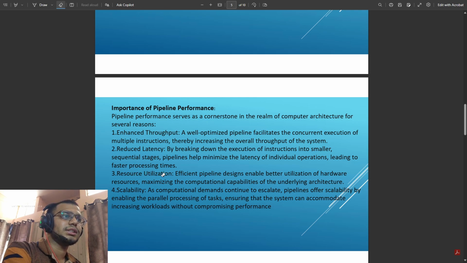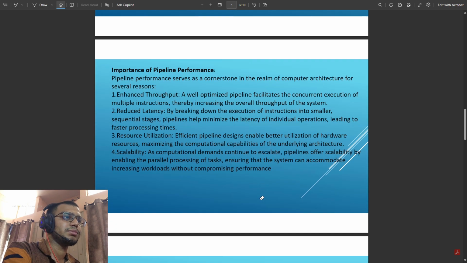And third one is resource utilization. Efficient pipeline designs enable a better utilization of hardware resources, maximizing the computational capabilities of the underlying architecture. Now the fourth importance is scalability. As computational demands continue to escalate, pipelines offer scalability by enabling the parallel processing of tasks, ensuring that the system can accommodate increasing workloads without compromising the performance of the CPU.